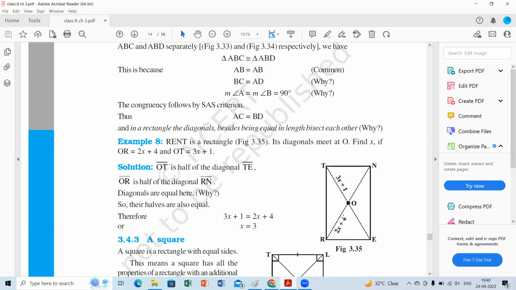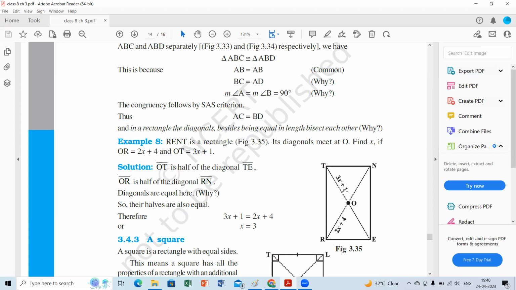Ma'am, OT is equal to OR. Why? Because what do you know about diagonals? Diagonals are equal in length and bisect each other. Bisecting means making into equal parts. Right, 3x plus 1 is equal to x plus 4, so 2x is equal to 3. You can do it directly.